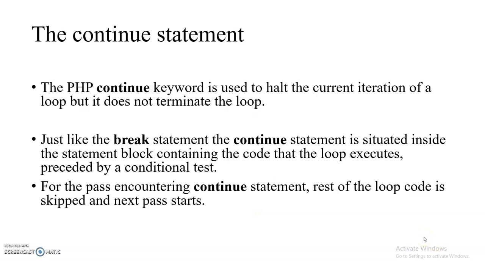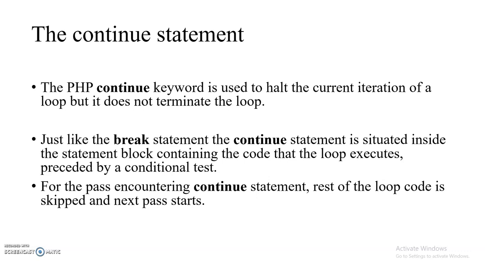Next is the continue statement. The continue statement skips the rest of the loop statements and causes the next iteration of the loop to take place. The PHP continue keyword is used to halt the current iteration of the loop, but it does not terminate the loop. It just skips that iteration only and jumps to the next value.